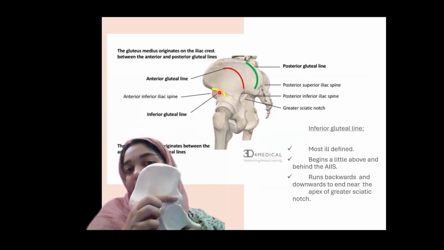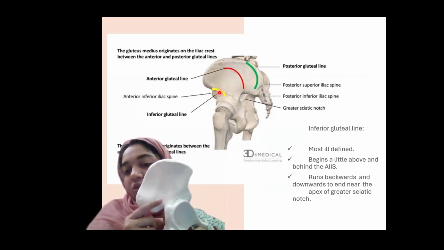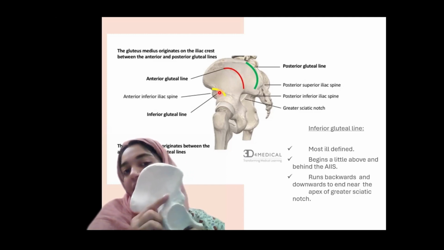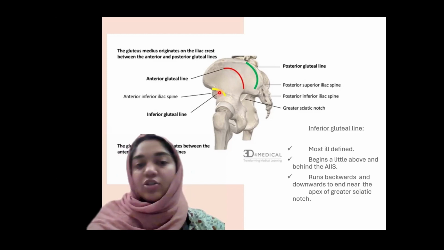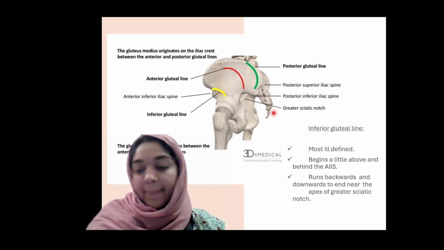Why is it inferiorly placed? Because it's called the inferior gluteal line. And then it runs backwards and downwards to end near the apex of the greater sciatic notch. So basically this is the greater sciatic notch and this is the apex. It ends near the apex of the greater sciatic notch, okay?